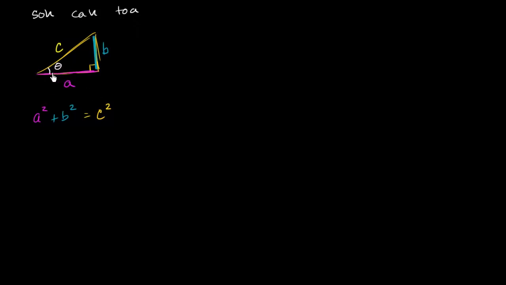So let's think about sine of theta. So sine of theta, I'll do it in this blue color. So sine of theta is what? It is opposite over hypotenuse. So it is equal to B, the length of the opposite side, over the length of the hypotenuse, which is C. Now, what is cosine of theta? Well, the adjacent side, the side of this angle that is not the hypotenuse, has length A. So it's the length of the adjacent side over the length of the hypotenuse.